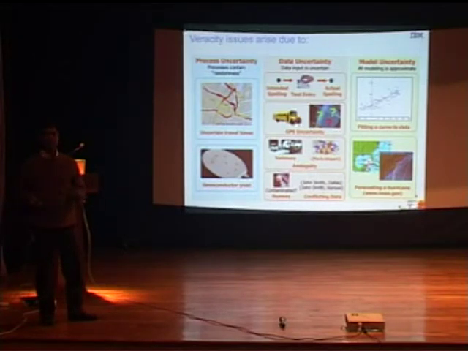Then there is data uncertainty because of spelling mistakes, because of grammar mistakes, because of ambiguity, because of people deliberately spreading false information, because of conflicting data. All of these pieces of information cause data uncertainty.